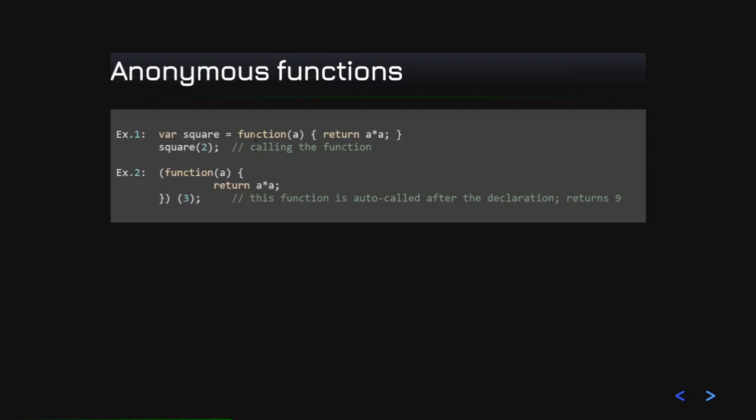We can also have anonymous functions like this one. So this one does not have a name. This is useful when we want a function that is only called once. We can assign it to this variable and call it here. Or we can have an anonymous function like this and automatically called like this. Okay, so here we have a function definition, but this function is also automatically called with the argument 3 when it is defined. Okay, so it returns 9.